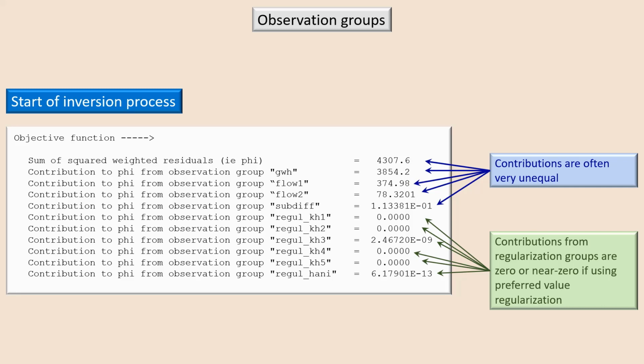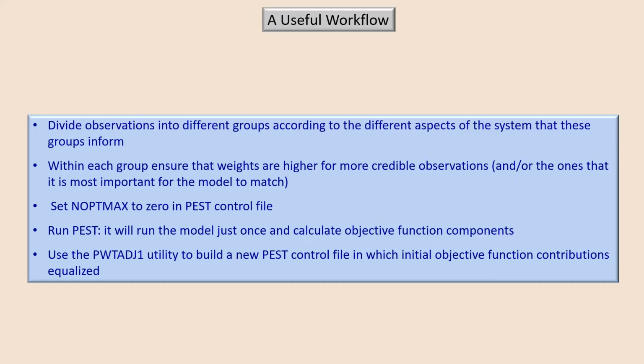This is easily rectified by adjusting weights in the PEST control file such that the contribution made to the total objective function by each measurement observation group is roughly equal at the commencement of the inversion process. That can be done manually, or it can be done with the help of a utility named PWT-ADJ1, which was built for this purpose. PWT-ADJ1 stands for PEST Weight Adjustment 1.